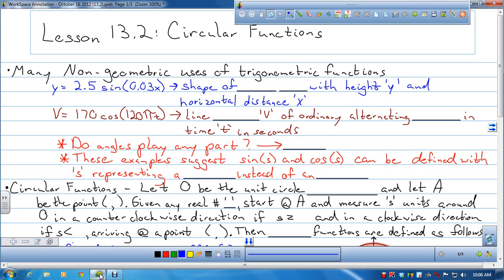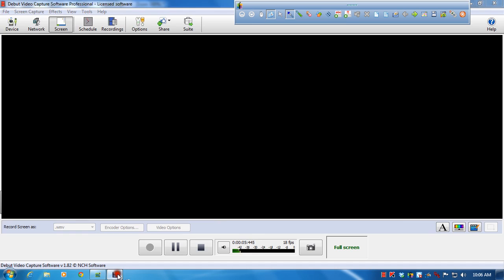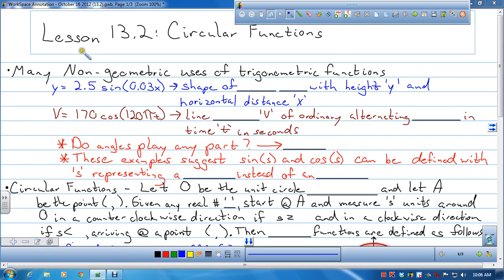Okay, today we're going to address lesson 13.2, which is in regards to circular functions. What we're going to talk about today is getting away from the idea of these functions as they relate to angle measure, and talk about some other things that they can apply to. So there are many non-geometric uses of these trig functions.